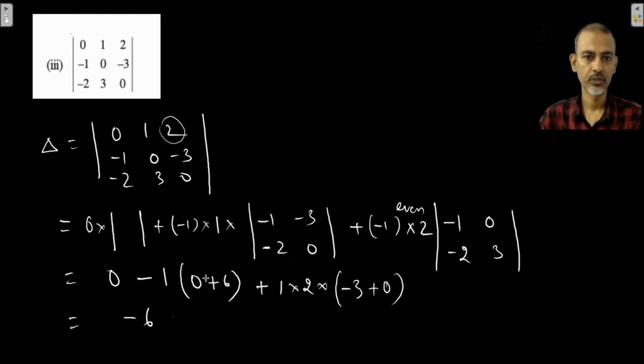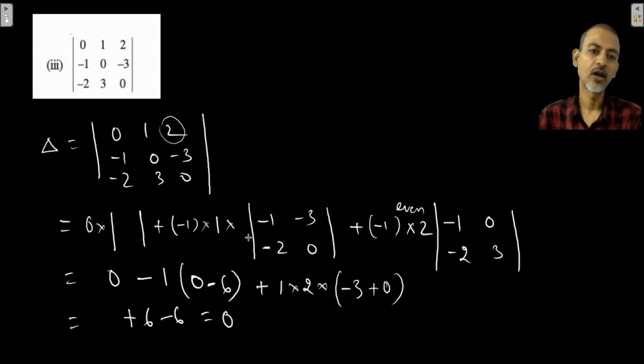This should have been minus 2, right? Okay, so now I can change this part. This part will become 0, and this will be minus 6, right? Minus, minus, plus and minus 6. So this will become plus 6, and this will become minus 6, and this will be 0.